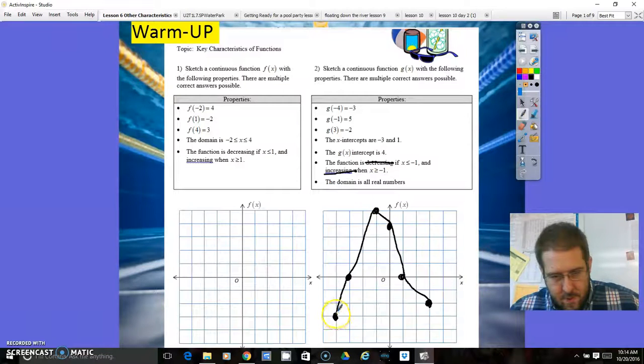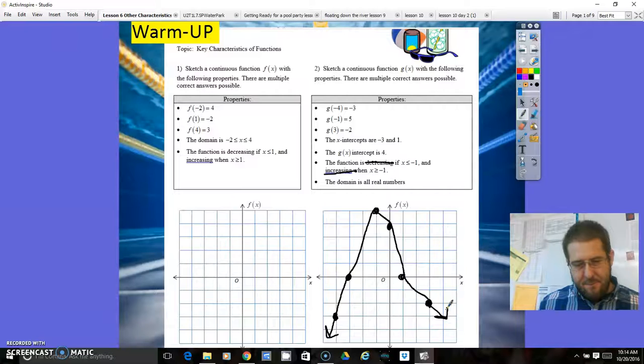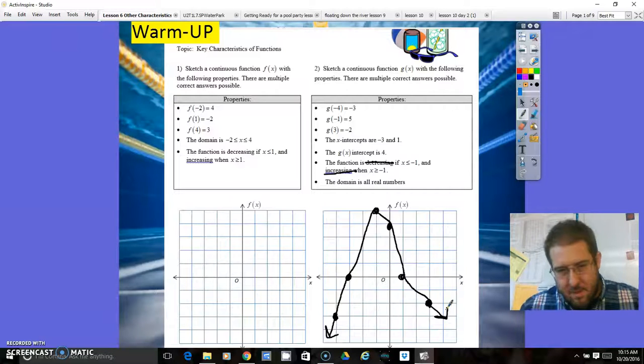And the domain is all real numbers, which means we need arrows on both sides, pointing infinitely to the left and infinitely to the right, meaning the domain can be anything and not just what's in between those numbers.